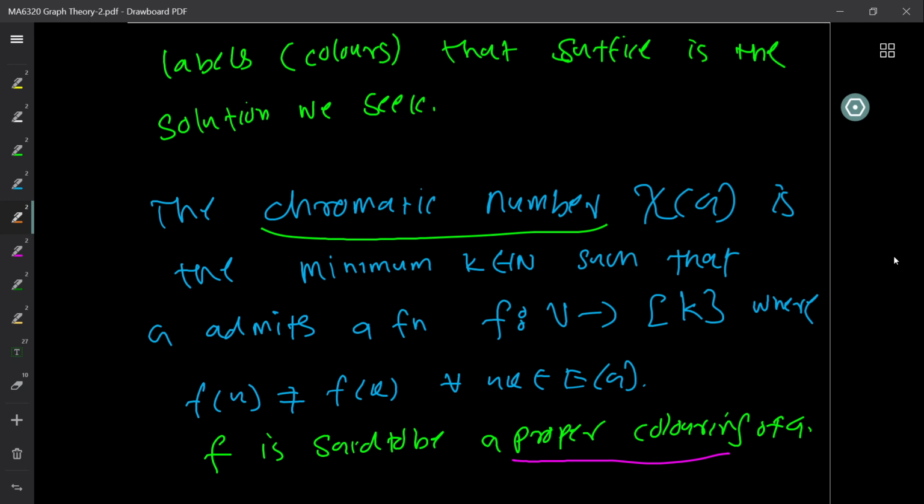So formally, the chromatic number of a graph, chi of G, is the minimum natural number k such that G admits a function f that maps from the vertex set to the set {1, 2, 3, up to k}, where f of u is different from f of v for every edge uv in the graph. Then we say this function f is a proper coloring of the graph. The chromatic number is denoted by the Greek letter chi of G, and that is the smallest number which will do the job.